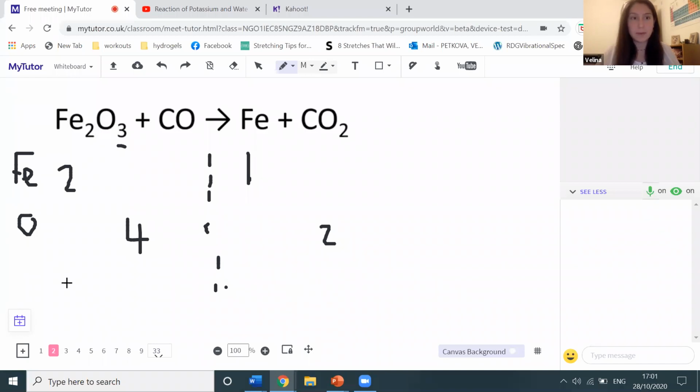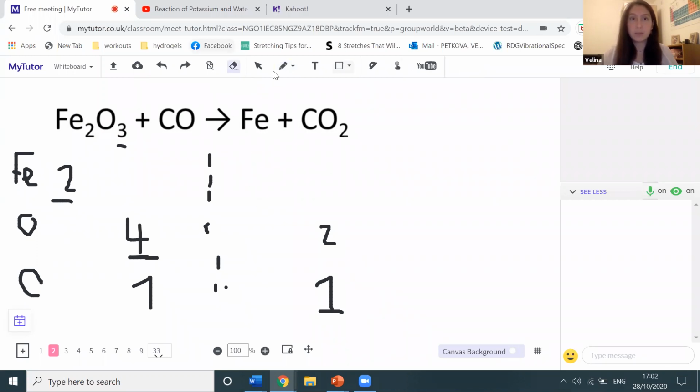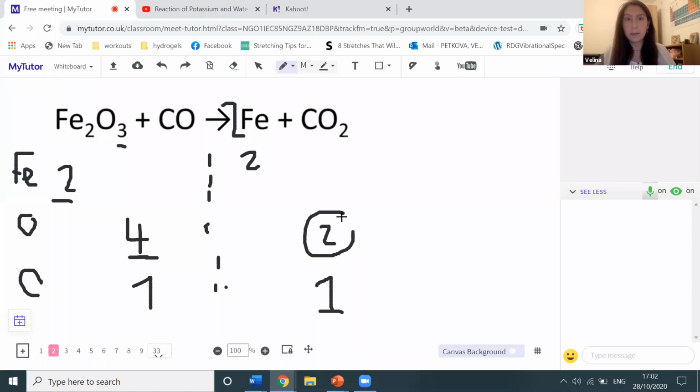So then if we count our carbons, we have 1 on the left and 1 on the right. So we can see that we're going to need to balance our irons and our oxygens. For the iron, we can just put a 2 in front of it, and then we get 2 irons, and that's been sorted. To balance the oxygens, we've got 2 on this side. So we could try multiplying the carbon dioxide by 2, but this is going to cause a significant change on this side. So we're going to have to think about that side.